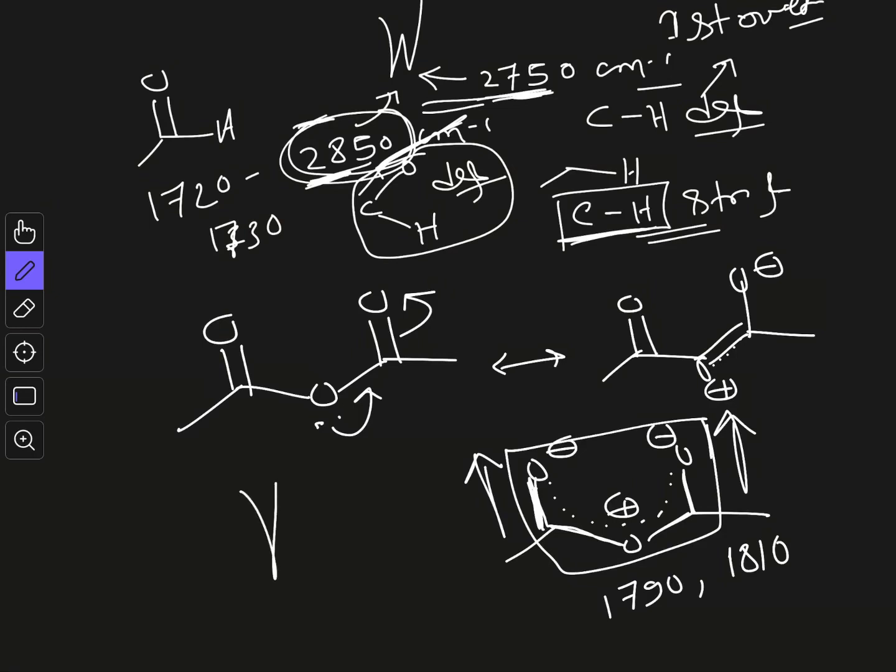Very strong peaks like this you get. One is at around 1790 and another one is 1810. So there is some gap between these two, and depending on the substituent it may vary. But two distinguished peaks you will get.